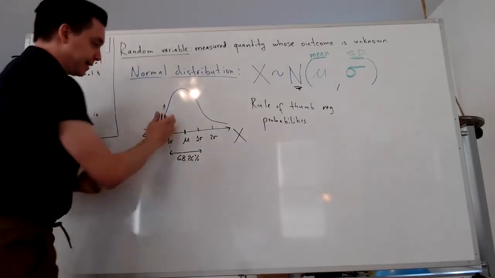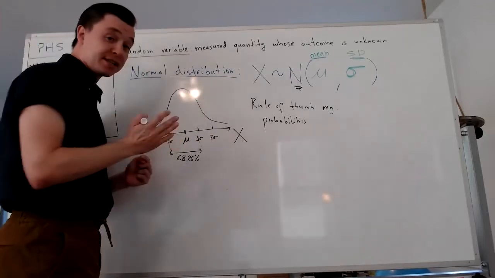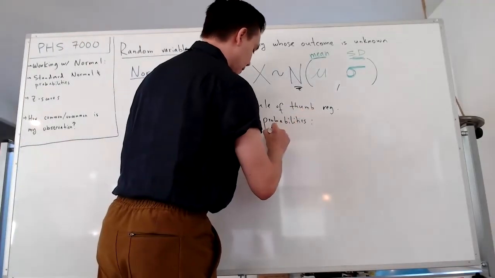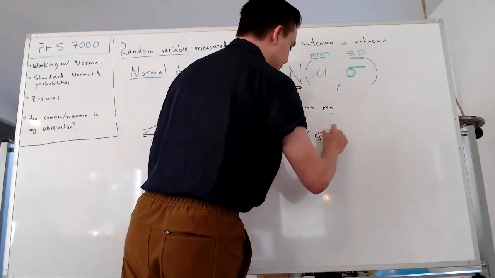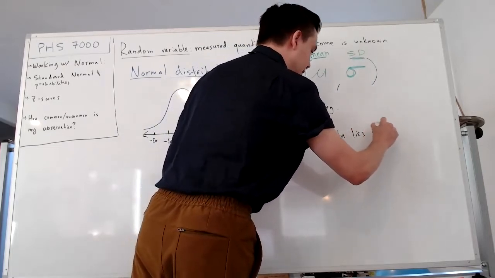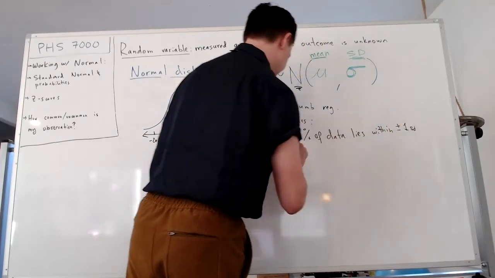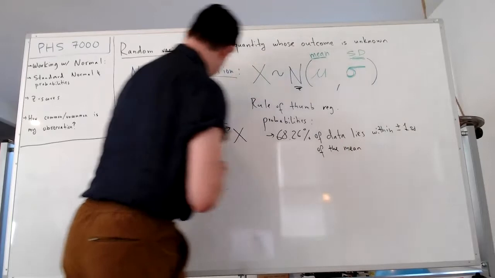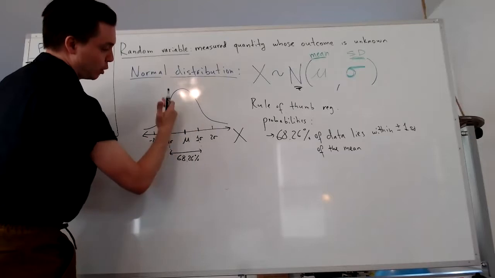68.26% of the data lies within 1 standard deviation of the mean. So if we assume that our data are normally distributed, we get to make this statement: 68.26% of the data lies within, that is ±1 standard deviation, of the mean. So that means the probability of being in this interval is just over 68%.